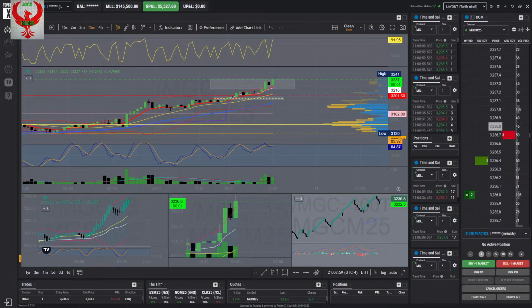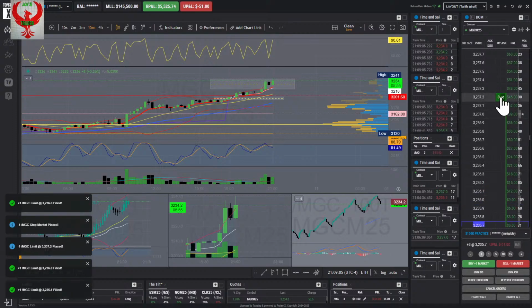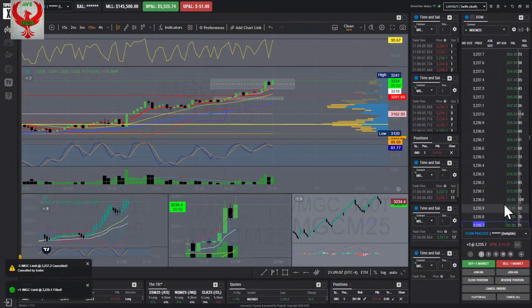But then if we take a look at the ES, it's going to take a lot more, right? I'm not going to be able to push this market up so much with 15 contracts. See, there's 25, there's 5, there's 7. So it's a little bit better. Does that make sense?